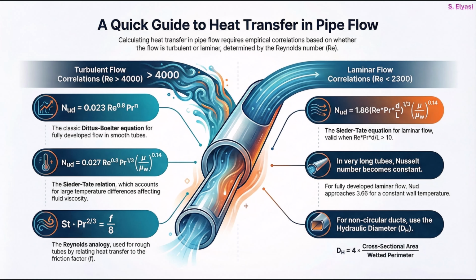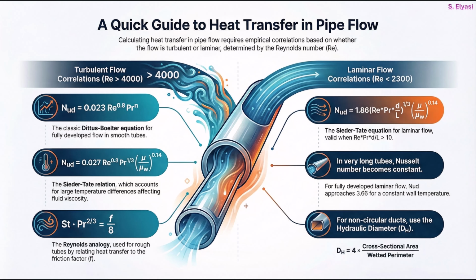Calculating heat transfer in pipe flow. So this is your quick breakdown of the key empirical correlations engineers use to figure out thermal performance inside pipes. And you gotta know, all of these calculations really depend on the flow's Reynolds number, or Re. First up, the flow regime is everything.